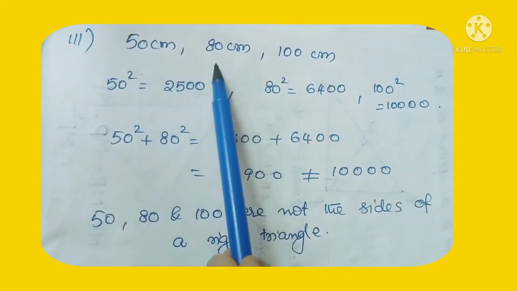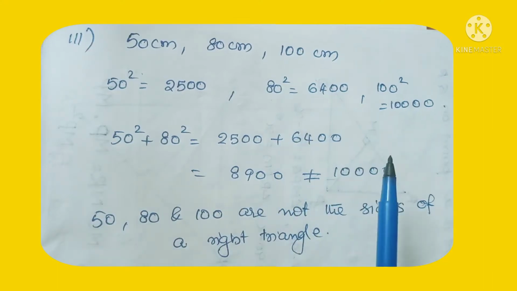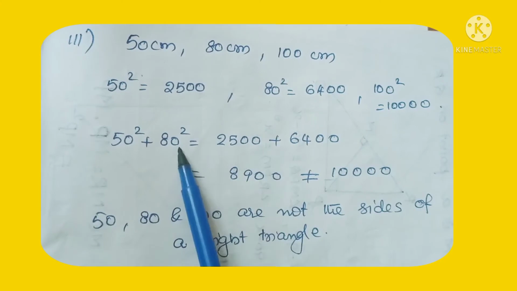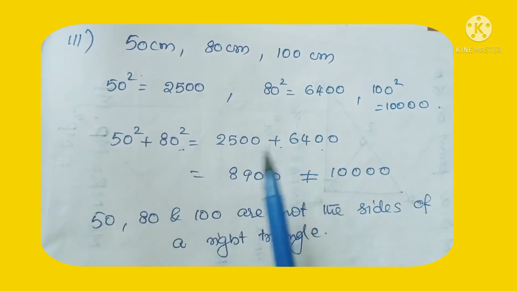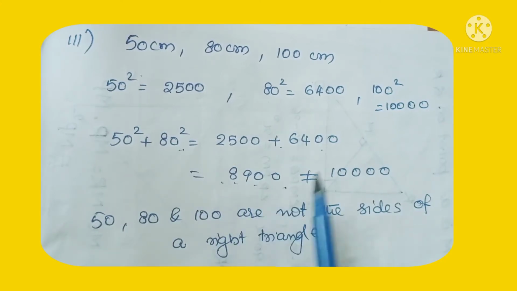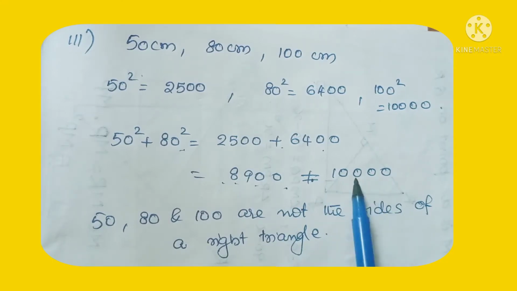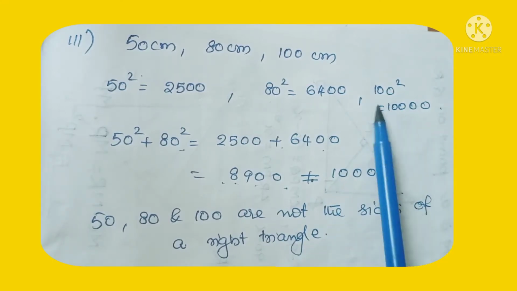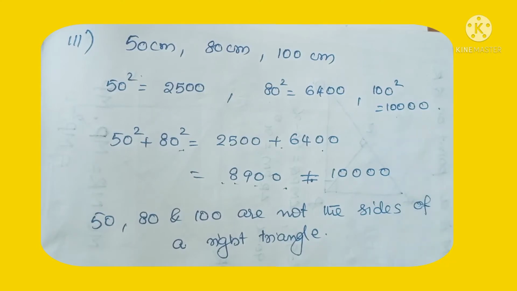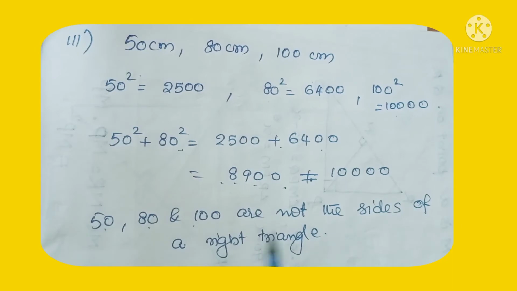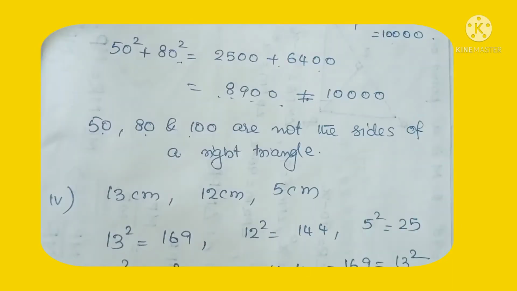Then 50 centimeter, 80 centimeter, 100 centimeter. Here 50 square is 2500, 80 square is 6400. So total 8900, which is not equal to 10,000. Since 100 square is 10,000, that means the given measures 50, 80 and 100 are not the sides of a right triangle.